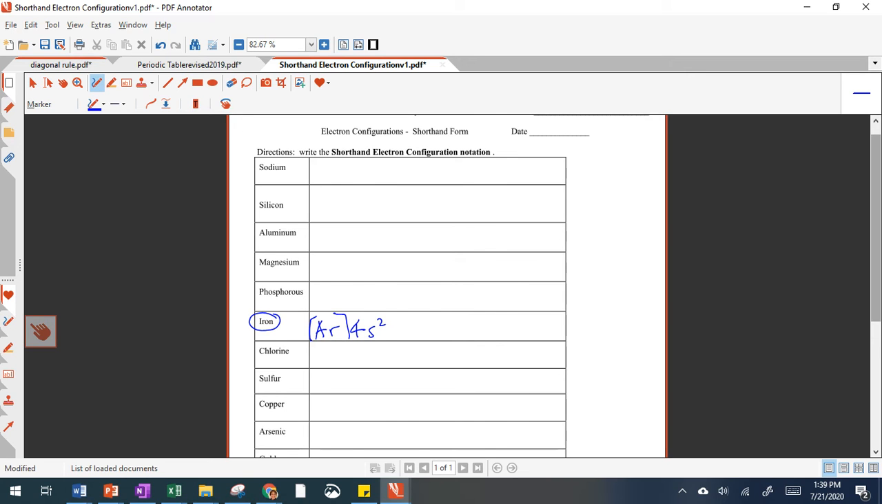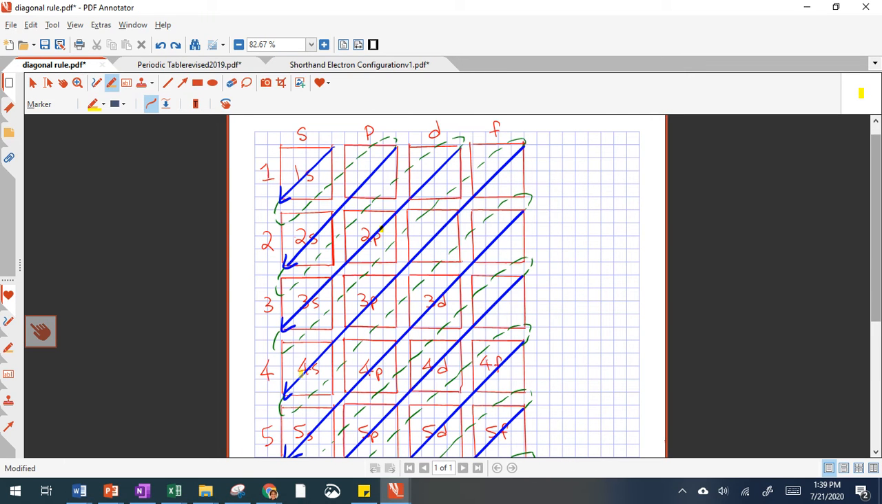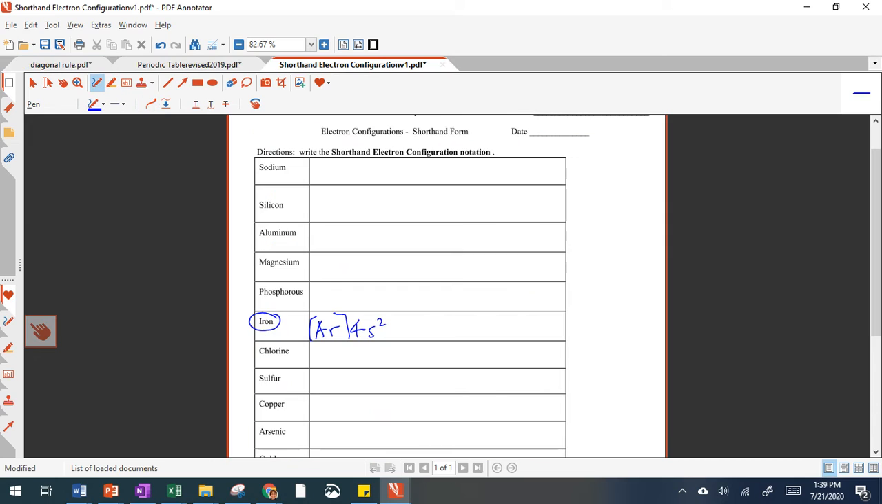So let's look at our diagonal rule. After 4s comes 3d. So what we do after this is going to be 3d, and it's going to be 6. 2 plus 6 adds up to 8. It has 8 more electrons than argon. If we had an exception, we'd have to keep that in mind.